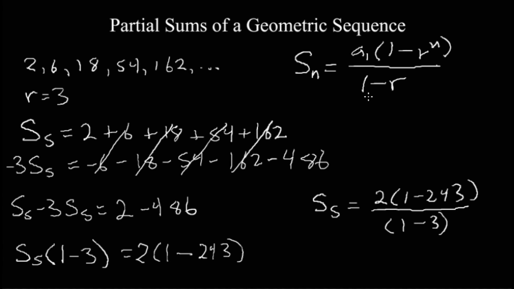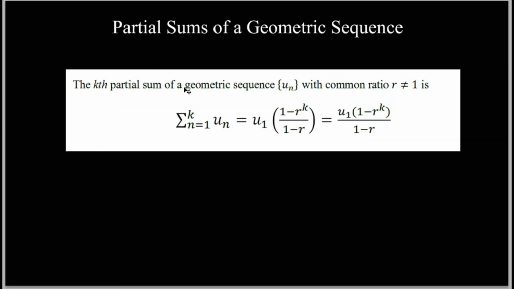And the book writes it this way. The kth partial sum of a geometric sequence u sub n with a common ratio not equal to 1 is the sum as n goes from 1 to k of our sequence. And that's just equal to the first term times 1 minus r to the k, or the nth term of our sequence, over 1 minus r.